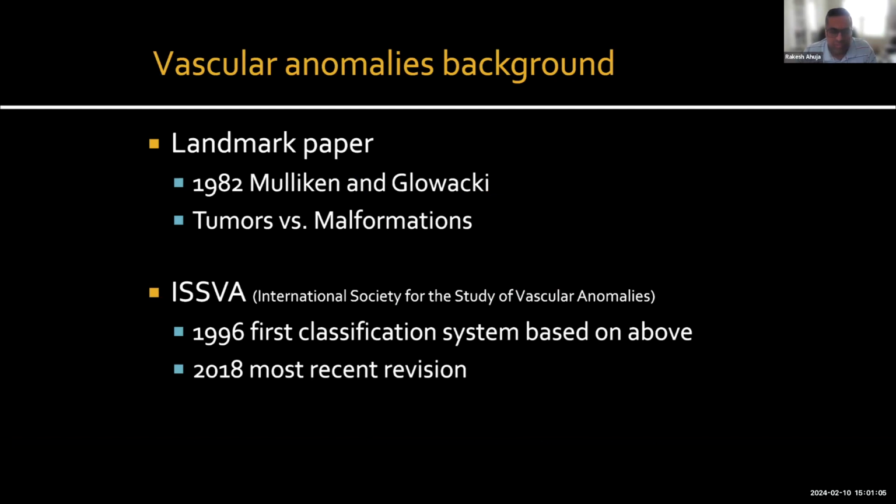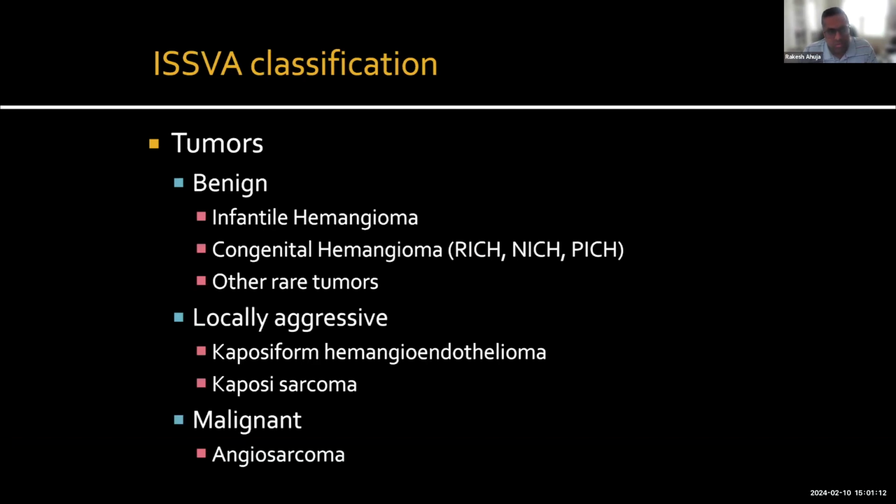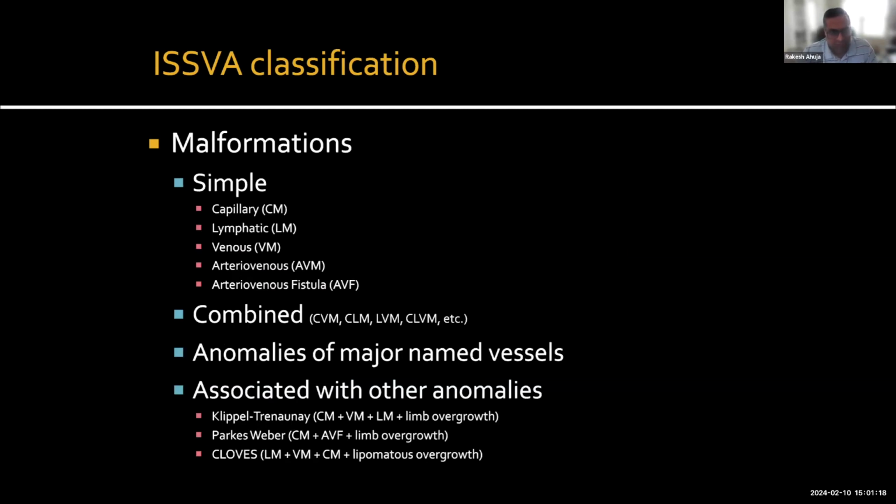And you can always go on the website, and there is a PDF where descriptions keep changing, but those are the most up-to-date ones. So they're defined into tumors, which can be benign, locally aggressive, or malignant. And then there's malformations, which can be simple, combined anomalies of the major named vessels, and which are associated with other anomalies, which could be mixed like CM, VM, LM. There is a potpourri of names. We call them syndromes, which is Klippel-Trenaunay, Parkes-Weber, and CLOVES. You will see the name change.